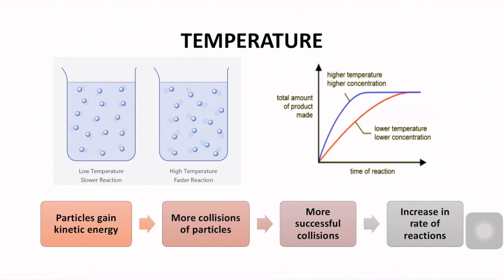The graph looks exactly like what you saw just now. If you increase the temperature, obviously, because the rate of reaction increases, the gradient of the graph will be steeper once you increase the temperature. However, it levels off on the same axis as the lower temperature.